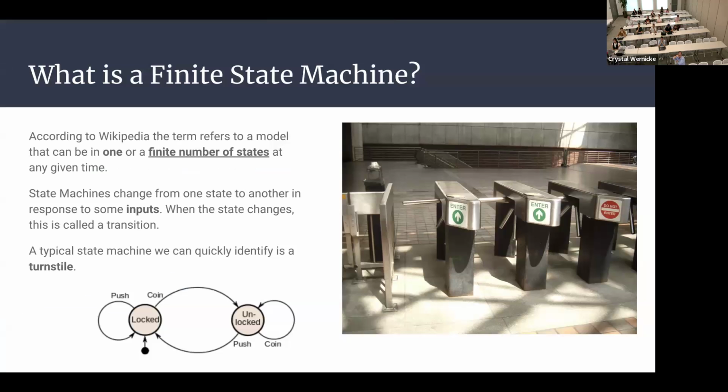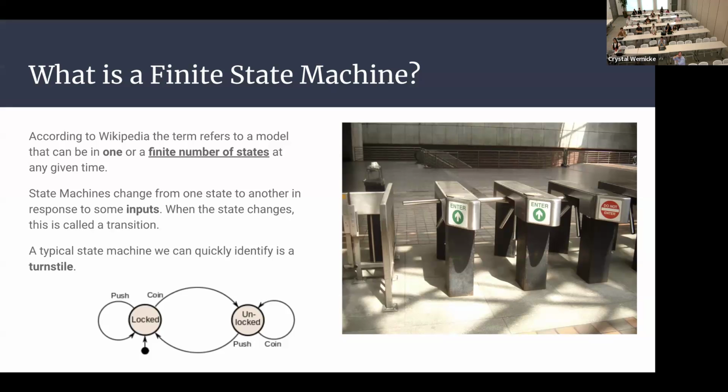So first, we're gonna explain what is a finite state machine for those of you that don't know what that is. According to Wikipedia, the term refers to a model that can be in one of a finite number of states at a given time. And state machines can change from one state to another, given the inputs that we give it.